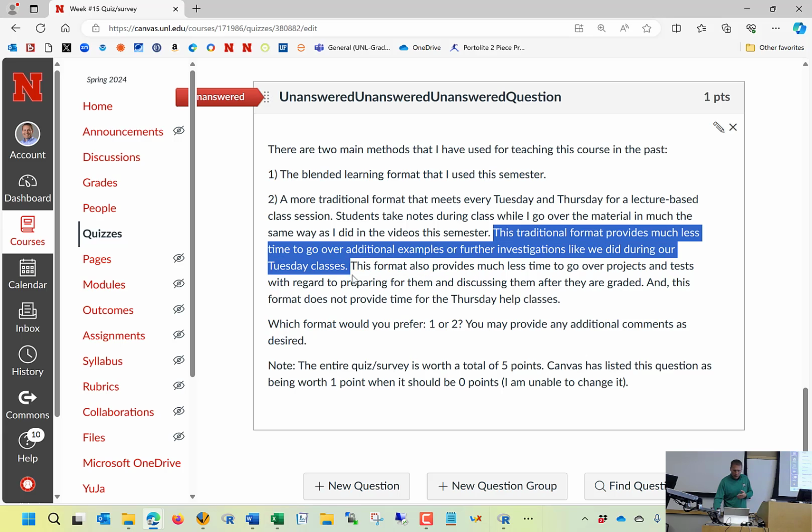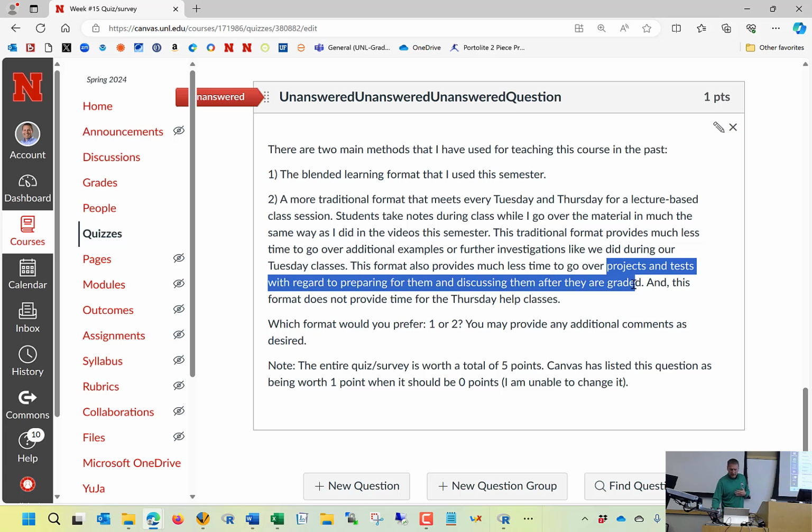However, this traditional format does not allow enough time to go over some other stuff that we did, like, for example, during these Tuesday classes. There's some stuff I can do, but a lot of it I cannot. For example, I probably wouldn't have been able to do the UNL enrollment example, just to give you some perspective. I wouldn't have been able to do the AIC Monte Carlo simulation example. And also there'd be less time to go over projects and tests, and to review for projects and for tests as well.